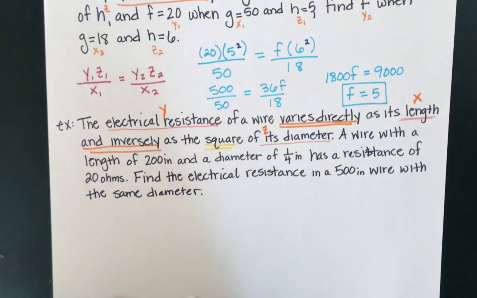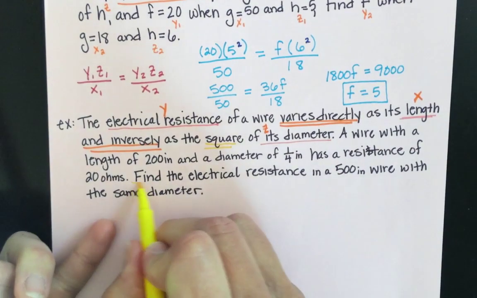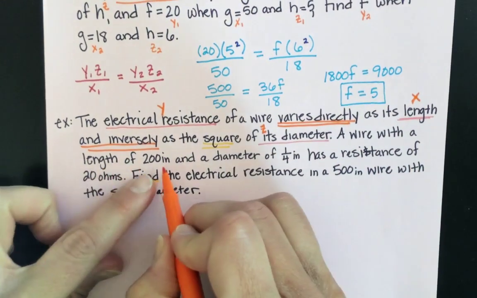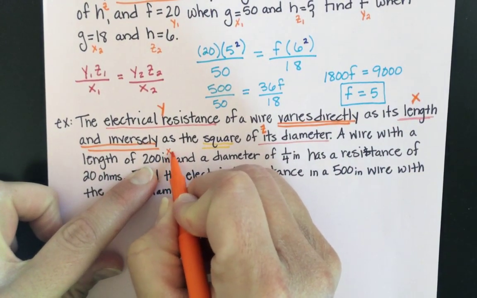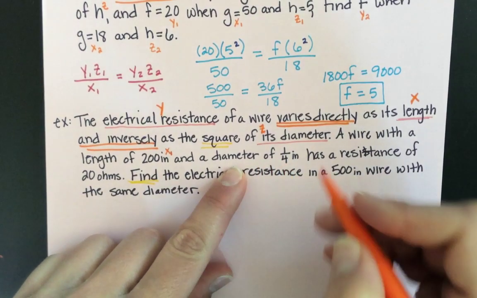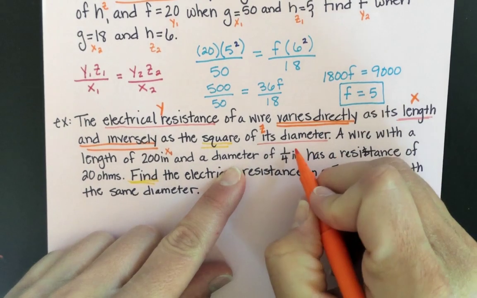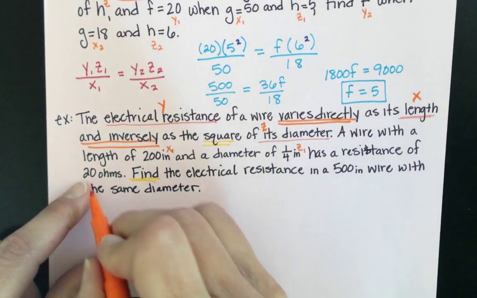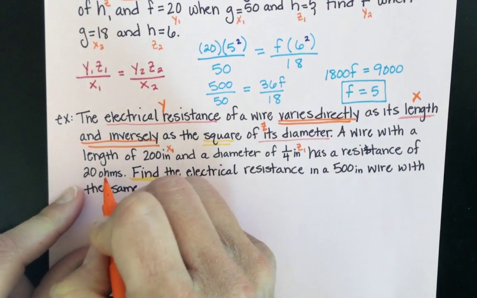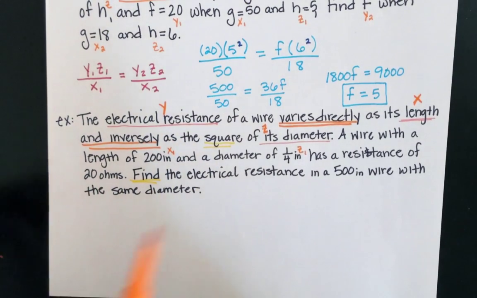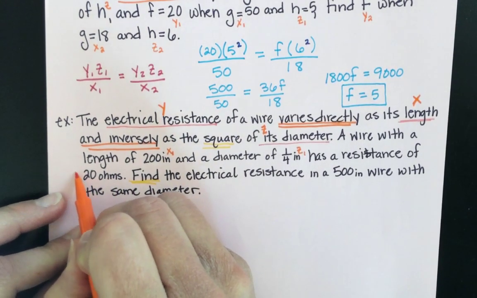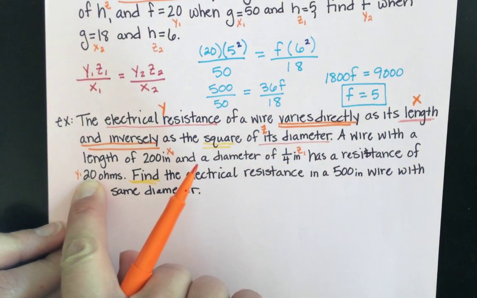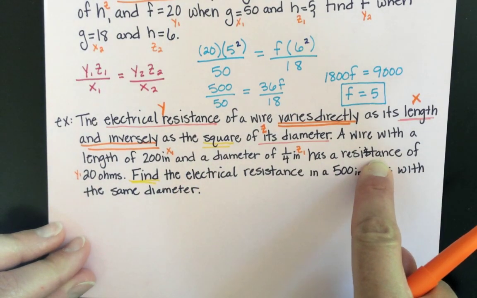Here's the word find, so we know anything after that is going to be our 2's. So right away up here it says a wire with a length of 200. So here is our x1. And a diameter of 1/4, so diameter was z, has a resistance, that's y, of 20 ohms, meaning how much can it hold on to without giving way. So here is our y1, so we have our x1 for the length, our z1 for the diameter, and our y1 for the electrical resistance.